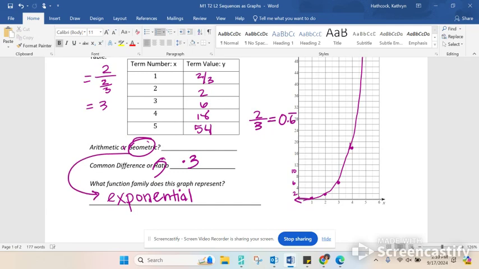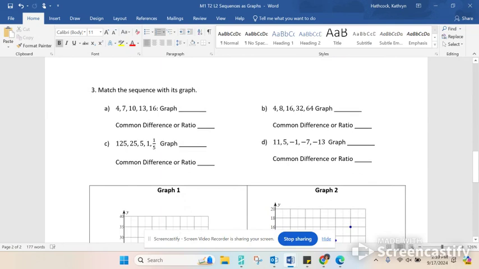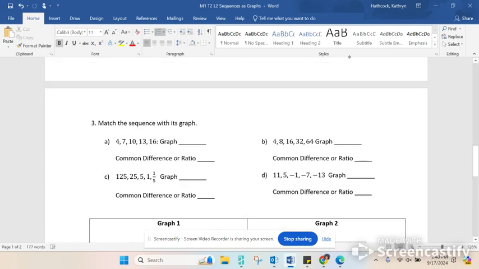All right, time to move to the back. So I've got match each sequence with its graph. So I'm looking at this one. I've got 4, 7, 10, 13. What are you adding or multiplying each time? Well, it's going up by the same number each time. I'm adding 3. So I do have a common difference here. My common difference is 3.